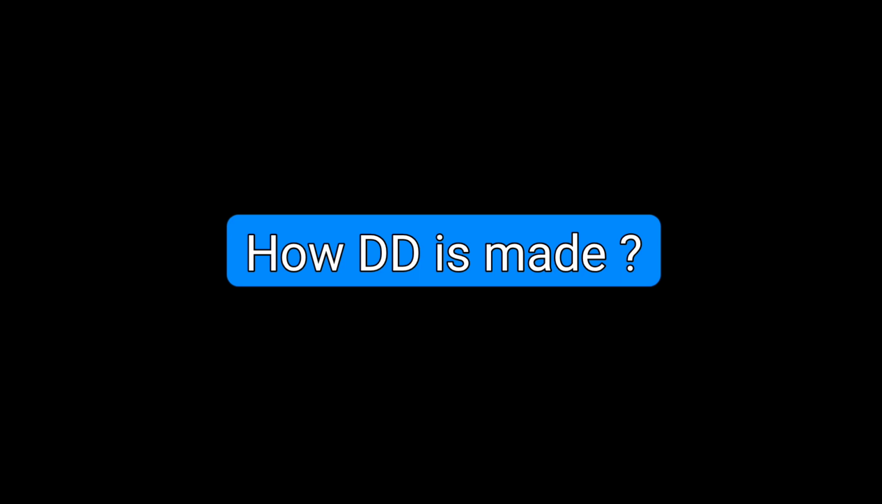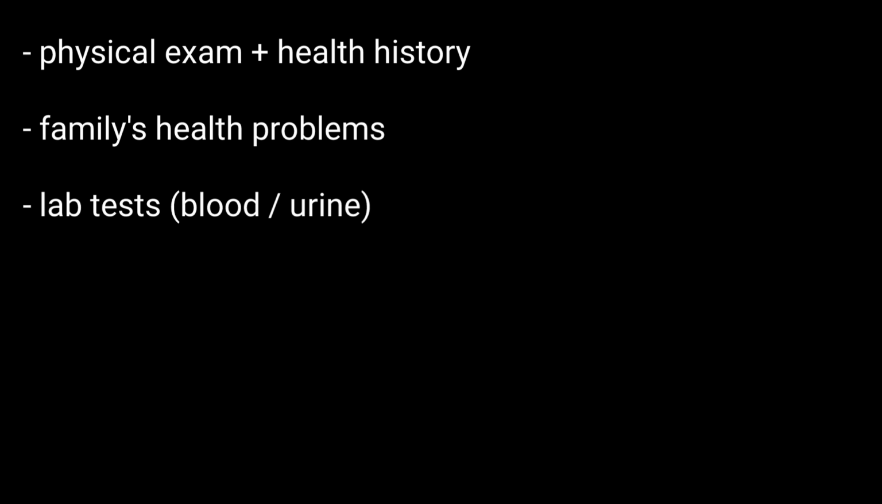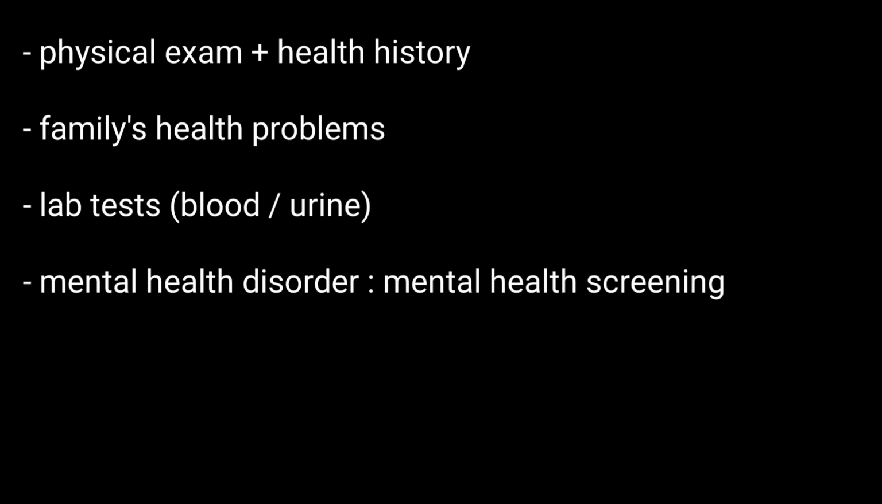Now, how do doctors make a differential diagnosis? So, most differential diagnoses include a physical exam and a health history, including your family history. So you will also be asked about your family's health problems. Your provider may also order lab tests for different diseases. Lab tests are often done on blood or urine. So if a mental health disorder is suspected, you may get a mental health screening as well.